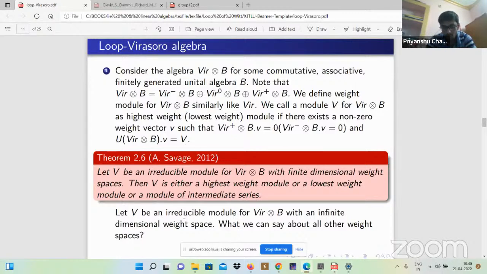But suppose V is an irreducible module for V tensor B with an infinite dimensional weight space. In this case, we don't know what happens to all the other weight spaces. What we have answered for the Virasoro algebra case is that all the weight spaces should be infinite dimensional. But in this case, the answer is still open.